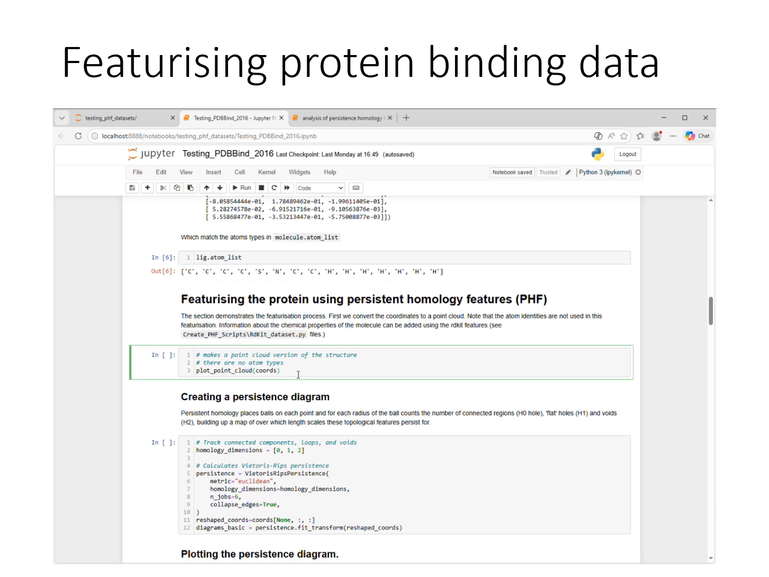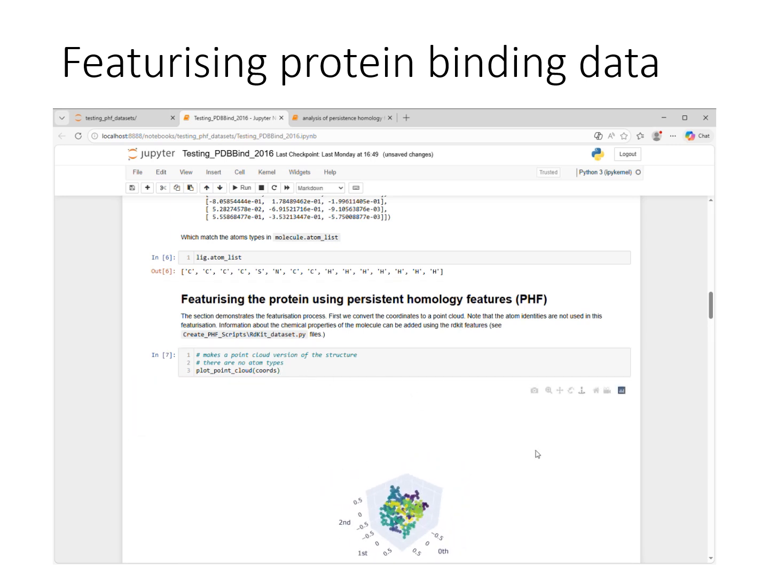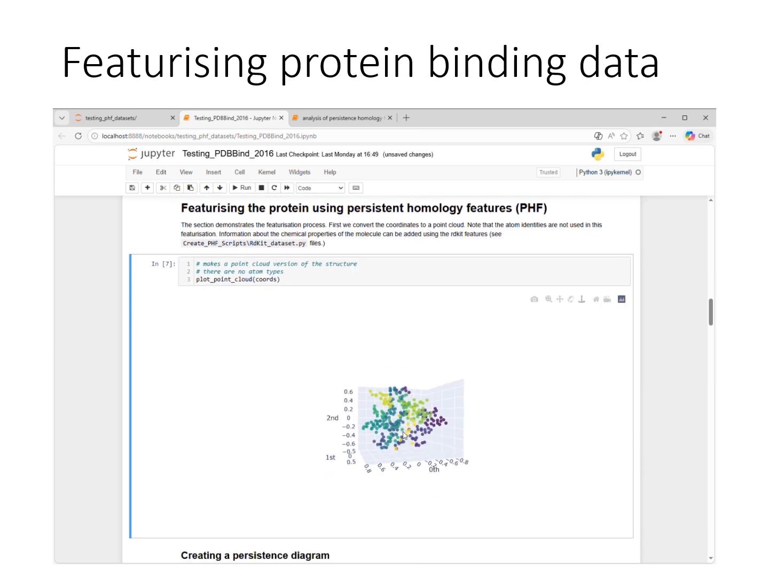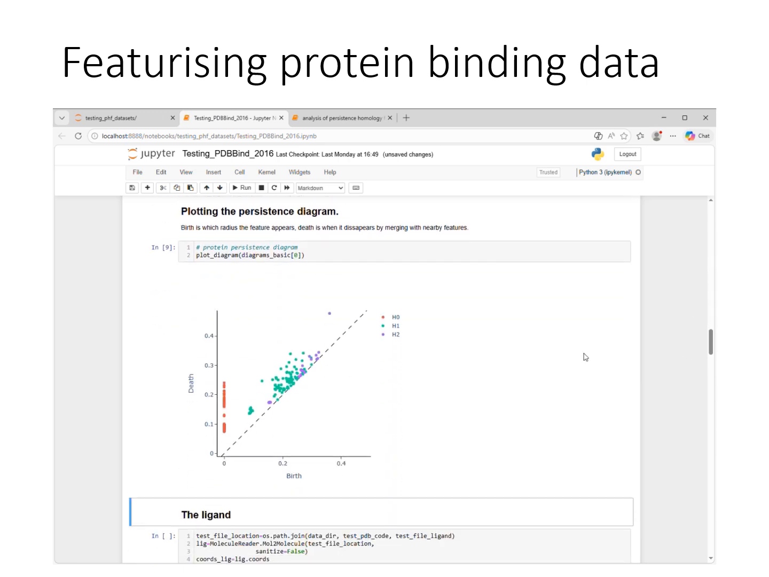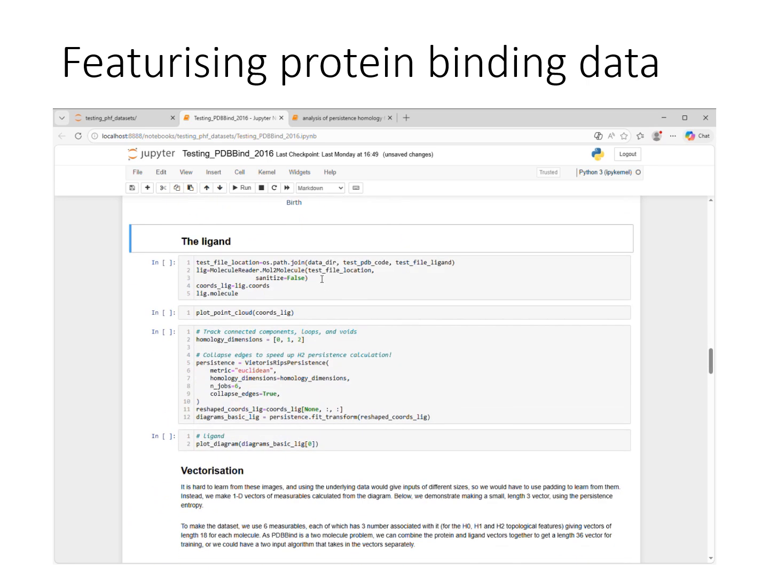As before, we create a point cloud, and this is for the protein binding pocket, and perhaps you can see there is a void in the center of it where the ligand would sit. We then plot the persistence diagram. It's much more messy than the buckyball, of course, but we do see that the highest ranking feature that's most persistent is a void, as expected.